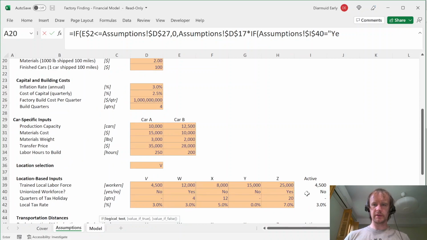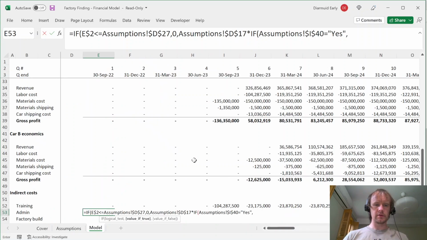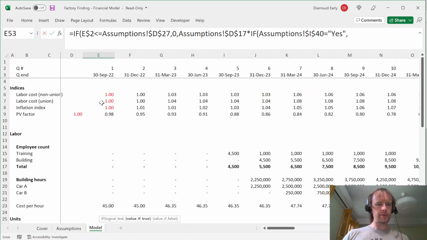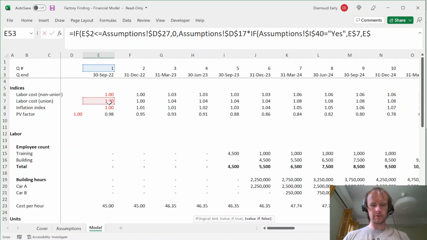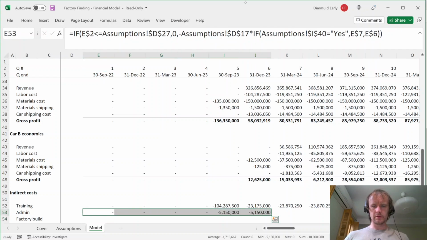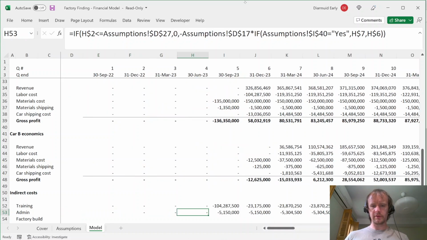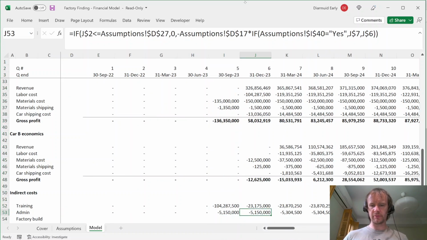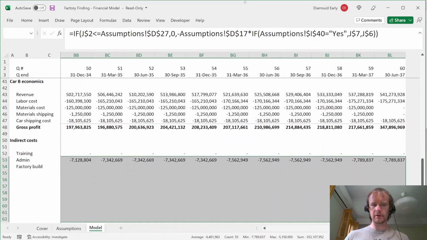If that equals yes, then I want the union one, which is $7. Otherwise, I want the non-union one, which is $6. And close the other bracket and put a minus sign in front of it all. Oops, minus sign goes here. So you can see there we've got the 3% inflation on the 5 million, and then that carries on across.